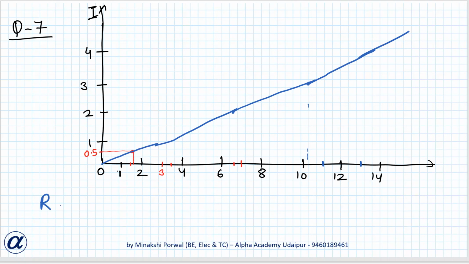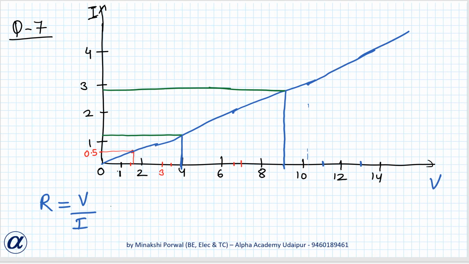Now R equals V upon I. So we'll take any two values of V, and suppose I am taking 4 and 9. After taking these values of V, we will obtain the corresponding values of I this way. So V is equal to 9 minus 5, and I, you have to locate. Actually I am taking this data, for corresponding 9 it is 2.65.